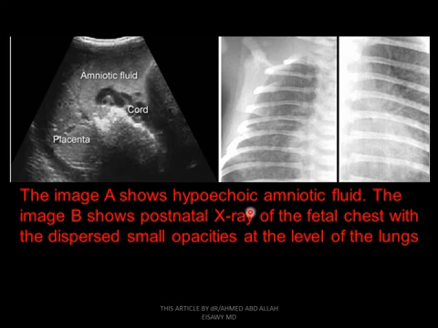The image shows hypoechoic amniotic fluid. Image B shows a postnatal X-ray of the chest with small scattered opacities at the level of the lungs. Neonatal pneumonia, and the appearance of fetal pneumonia with echogenic amniotic fluid and placenta.